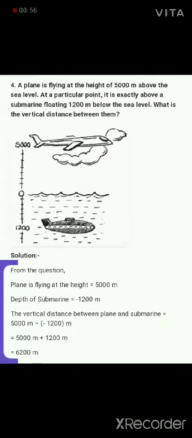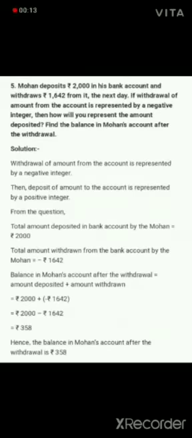Therefore, the vertical distance between plane and submarine is equal to, we will take the difference of both of these two distances. 5,000 meters minus of minus 1200 meters equals 5,000 meters minus minus plus, because the product of two negative integers will be positive, plus 1200. 5,000 meters plus 1200 meters is equal to 6200 meters.